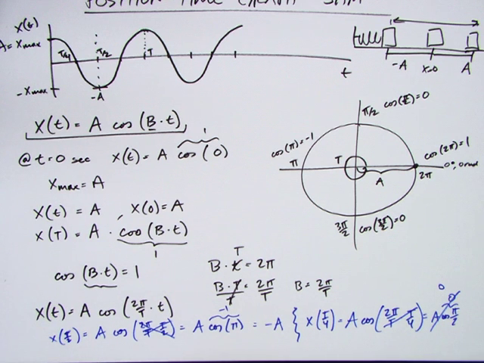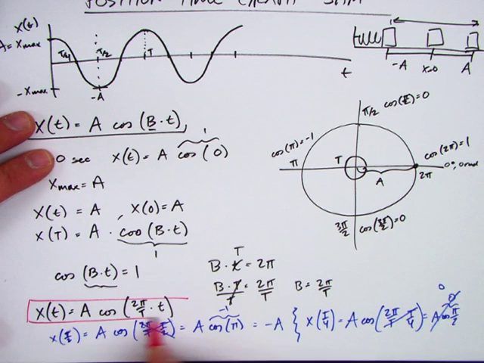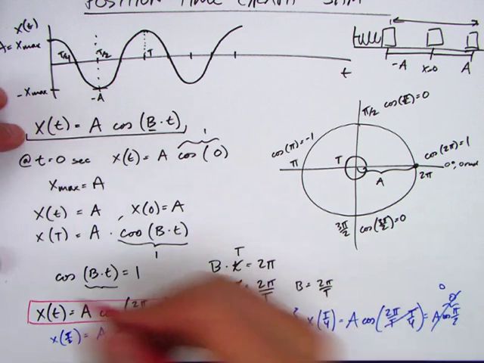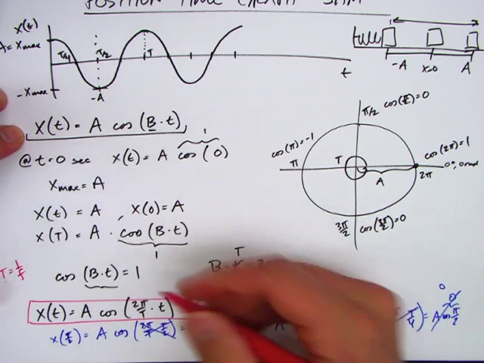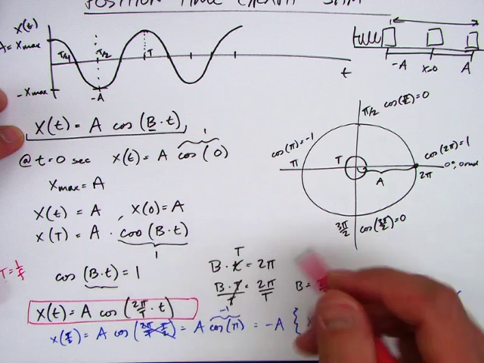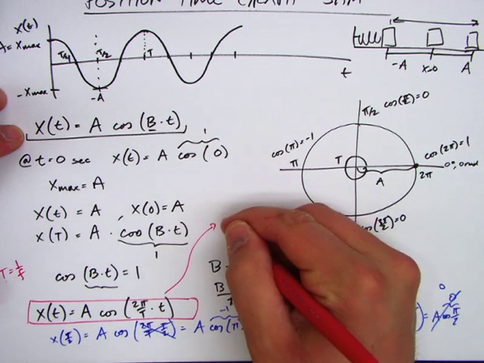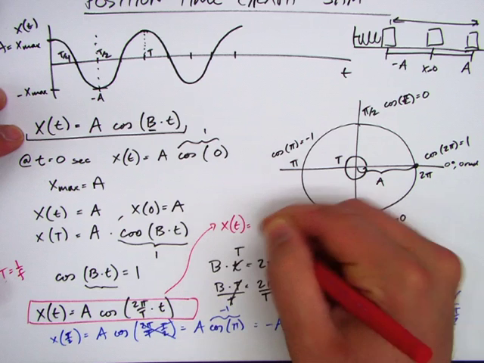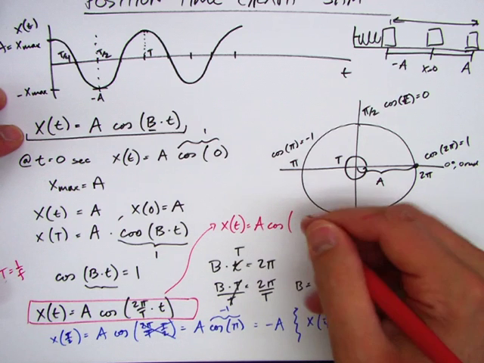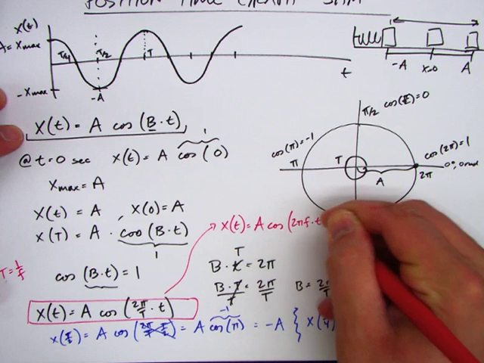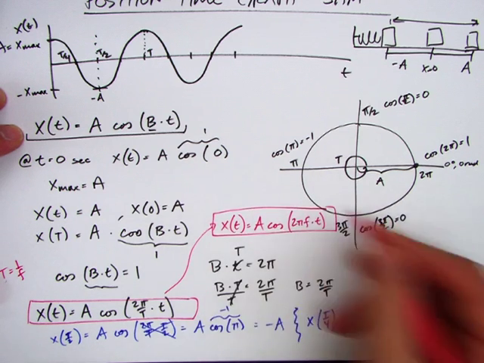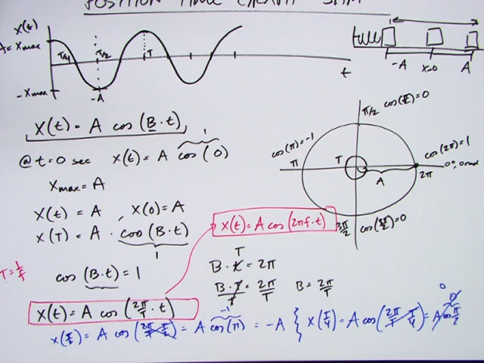The other way that we will write this, so this is our general expression for x as a function of time. Since T is 1 over f, oftentimes instead of writing this as 2 pi over T, you'll see this written as x of t equals A cosine of 2 pi times the frequency times t. So there is your general expression for the position of an oscillator as a function of time. And that's it.